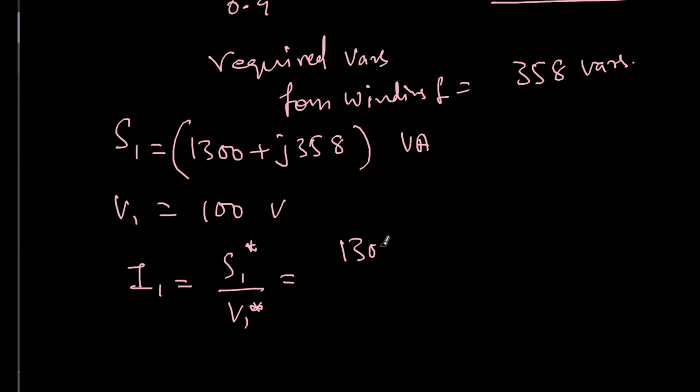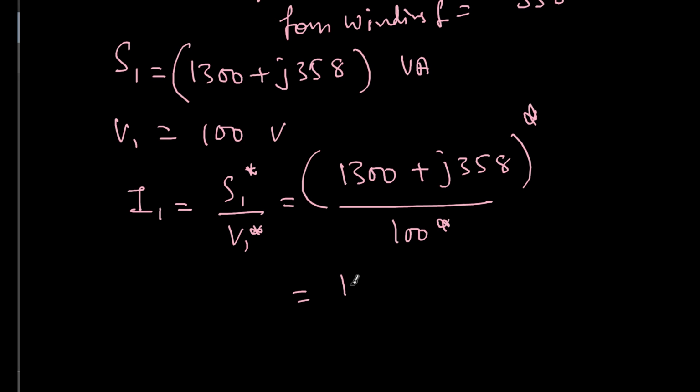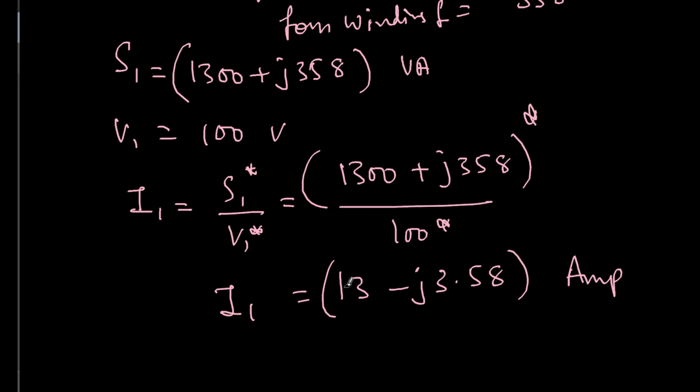So 1300 plus j358 conjugate, divided by 100 conjugate. 100 itself is the reference, so that is 13 minus j3.58 amperes. So this is my I1 current. This minus is coming because of the conjugate, and 358 by 100 is 3.58.